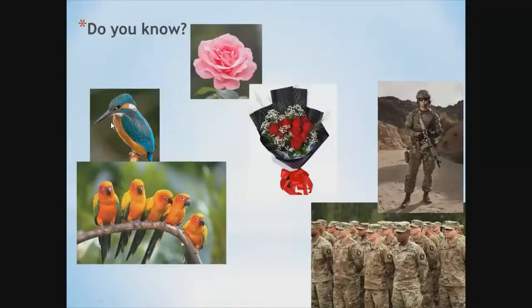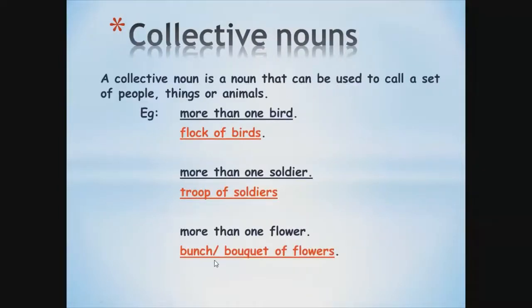Can you remember that picture I showed you? This picture, a troop of soldiers. Here, a flock of birds. Then this one, more than one flower. If there are more than two flowers, either you can call it a bunch of flowers or a bouquet of flowers. Right? Good. Someone told me just now that it is a bouquet of flowers. Very good. That's a correct answer. And you can again call it a bunch of flowers.